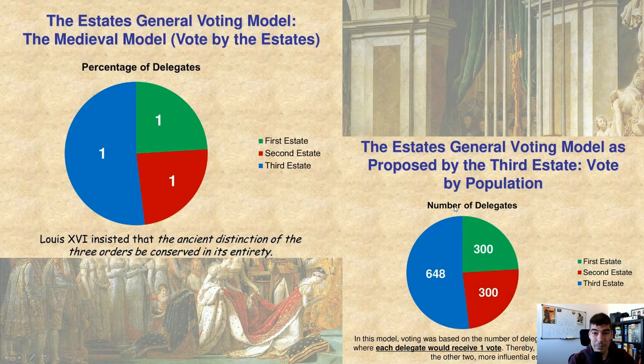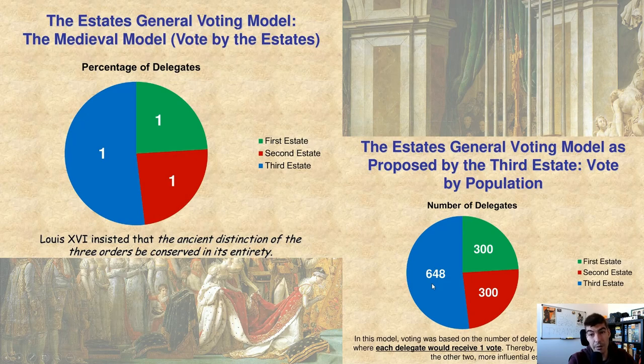What was the problem? That in the States General, the voting model was the medieval model. They voted by estates. We have three estates, the first, the second, and the third. So if the first estate and the second estate agreed, they always had the majority. So they had no problem with that. Despite the representatives of the third estate being more than those of the first and the second estate. You can see it here, the first estate had 300 representatives, the second one also had 300 representatives, but the third estate had more than 600.